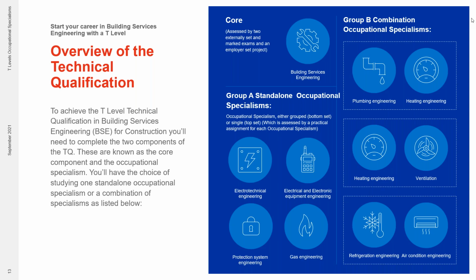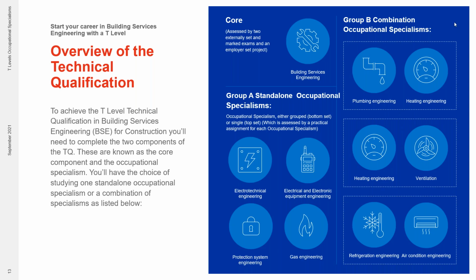I'm Rob Mallender, Technical Advisor for Building Services for City and Guilds. I've been working closely with this T-level development. As with construction, building services has a core. It's very similar to the construction core with regards to content, with a few learning outcomes tagged on at the end. Because of that, this is assessed by 2 externally set and marked exams and an employer set project.